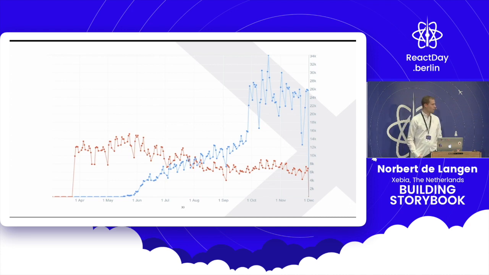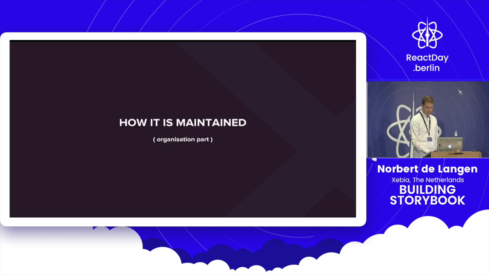So this is how popular Storybook is. The red line is the previous version maintained by Kadira, or actually not maintained anymore. And the blue line is the version 3 that we as a community are maintaining. At its peak, that's 47,000 installs in a day.